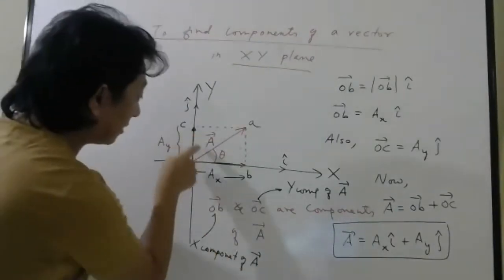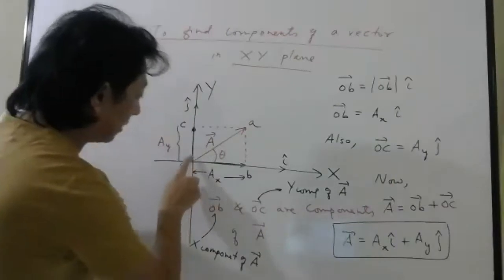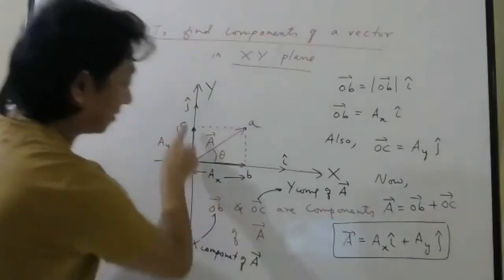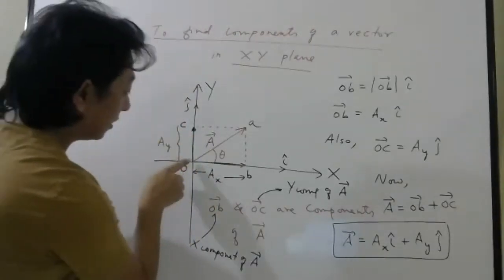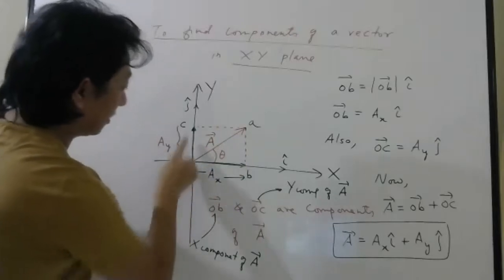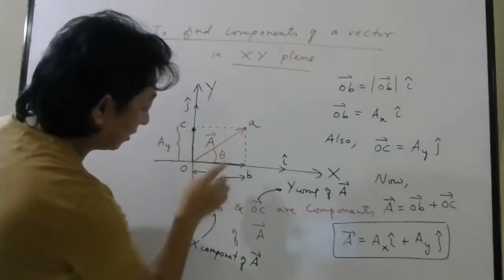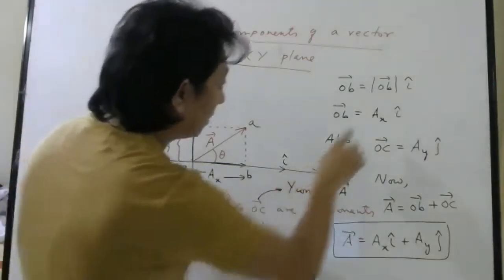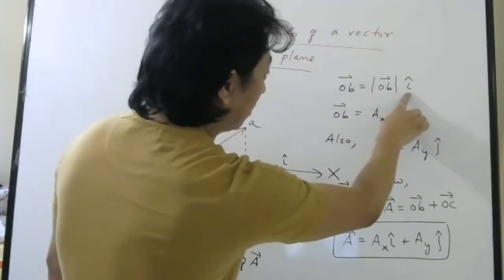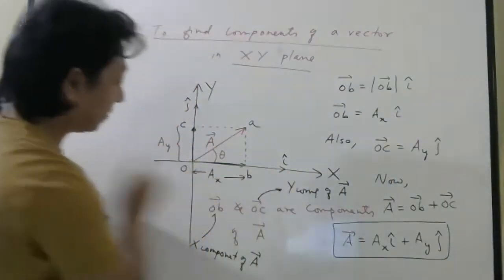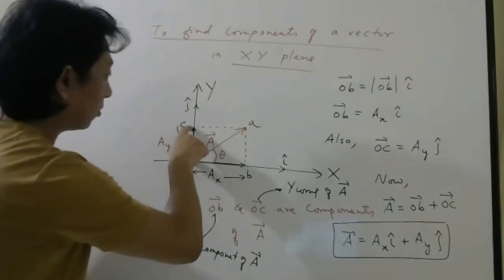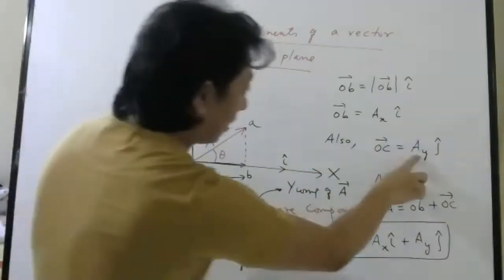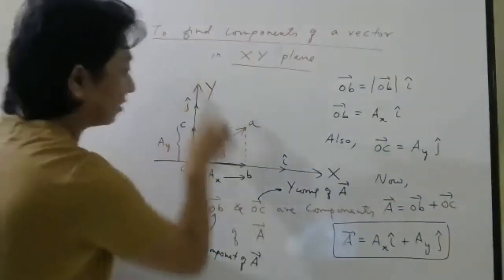Now I want to write this vector in terms of these components. For that, what I have to remember is that this vector is this plus this. And how do we write this vector? Magnitude, which I have written as AX, times unit vector. Any vector is magnitude times the unit vector in the direction of that vector. Similarly, this vector OC bar can be written as its magnitude, which is AY, times the unit vector in this direction, which is j cap.